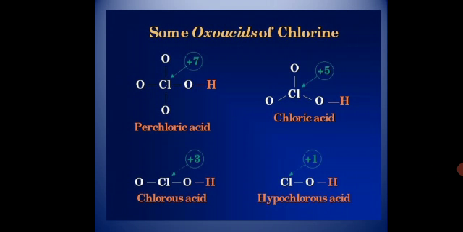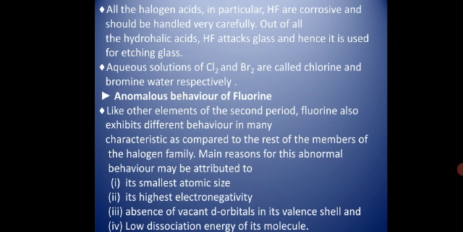This is about the oxoacids of chlorine, which I told you. Now coming to the halogen acids in particular, HF is corrosive and should be handled very carefully. Out of all the hydrohalic acids, HF attacks glass and hence it is used for etching of glass. Aqueous solutions of Cl2 and Br2 are called chlorine water and bromine water respectively.